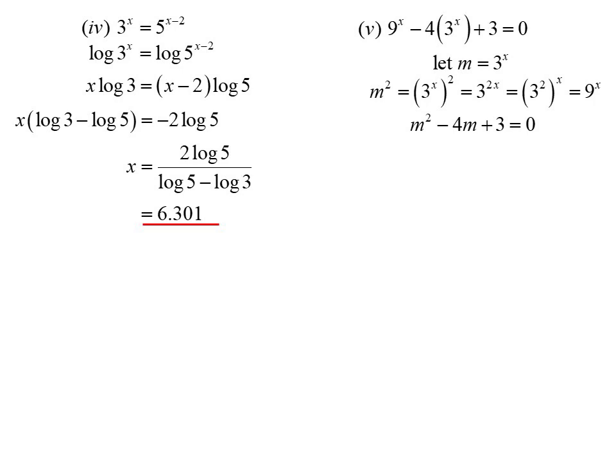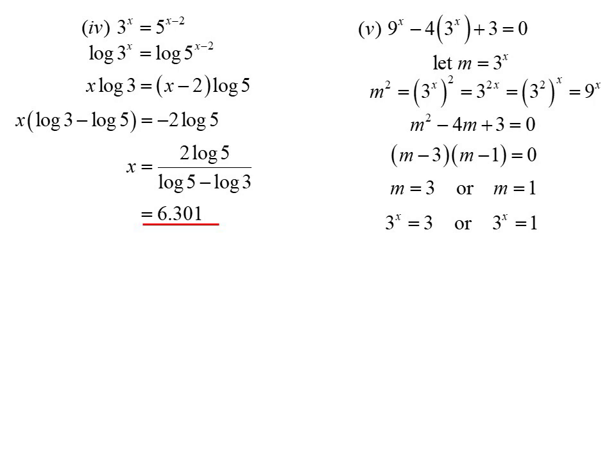I've got this quadratic equation, m squared minus 4m plus 3, which does factorise nicely: 3 and 1. So there are our 2 possibilities. Well, that answers for m. We're not actually trying to find m, we're trying to find 3 to the power of x. So what we're saying is either 3 to the power of x is equal to 3, or 3 to the power of x is equal to 1.